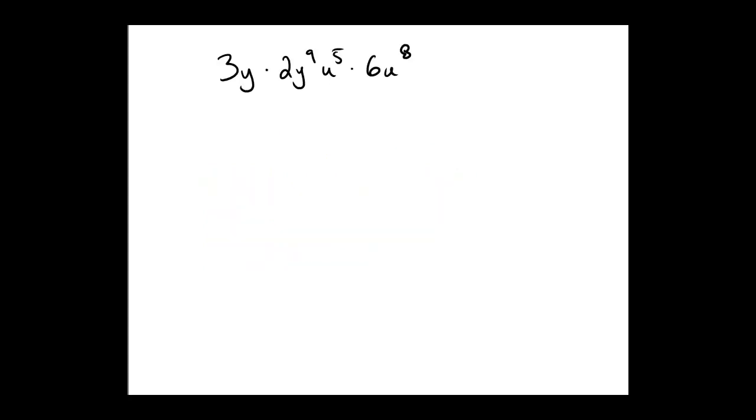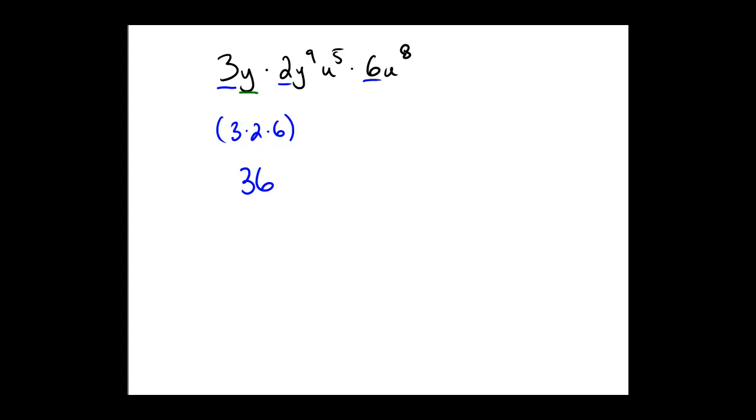Try this one on your own for a second by pausing the video, and assuming that you took a shot at it, let's try to do it together. 3, 2, and 6 are my numbers. 3 times 2 is 6, multiplied by 6 is 36.